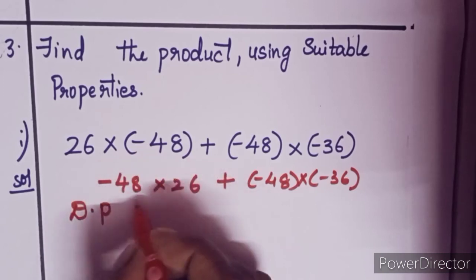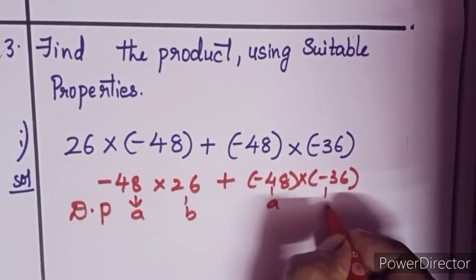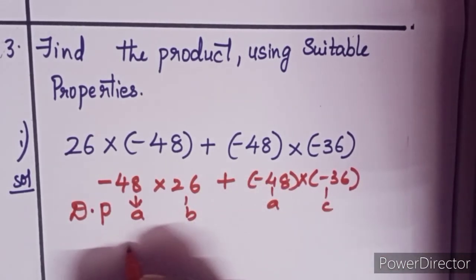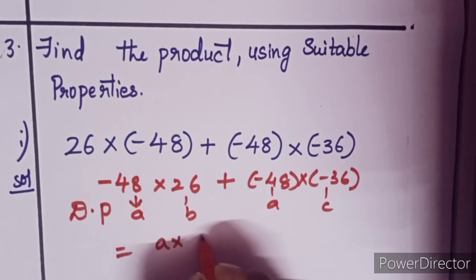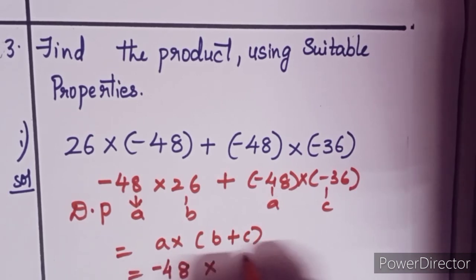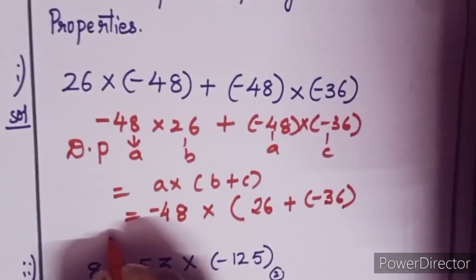Distributive property. That is, this is A, this is A, this is B. This is A, this is C. A into B plus A into C is equal to A into B plus C. Now, what is A here, children? Minus 48. Understood, children? Into what is B here? 26. Plus what is C here, children? 36.